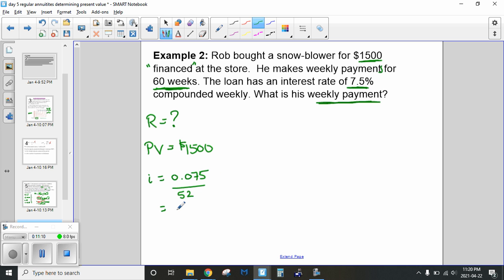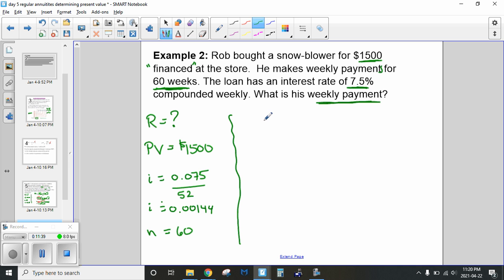I'm going to have to round this one off because it's a long decimal number, but it's 0.00144 roughly. And then we still have to find the number of payments. It's actually just those 60 weeks. Okay, so all the planning is done. We can set up the formula.